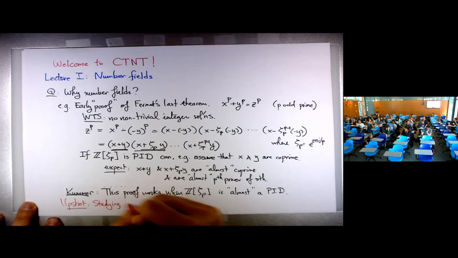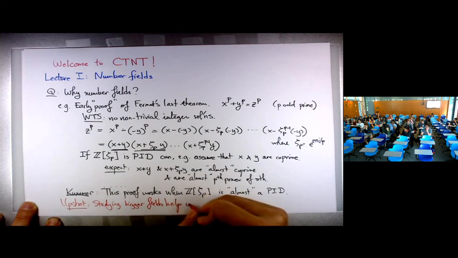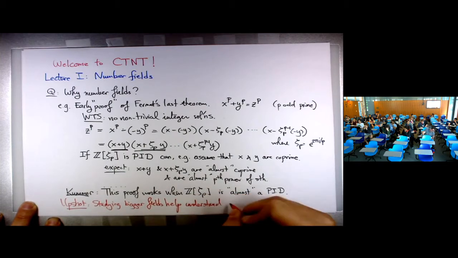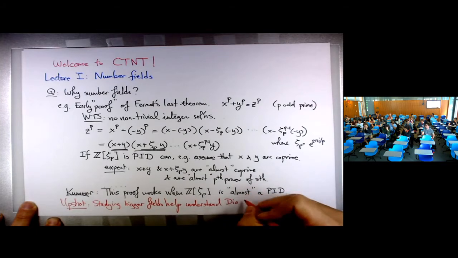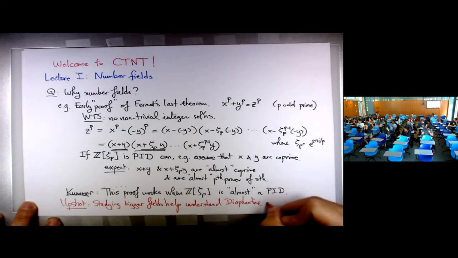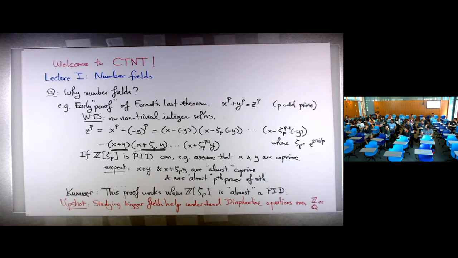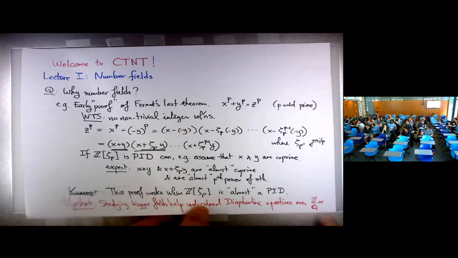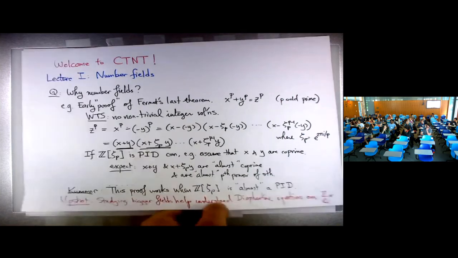studying bigger fields helps understand this Diophantine equation over either Z or Q. Okay? So even if the original equation, like this one, x to the p plus y to the p equals z to the p, is asking about integer solutions or rational solutions, the solution sometimes involves understanding this in a bigger field. And it really helps if you go to a bigger field. So that's what we want to talk about: number fields.